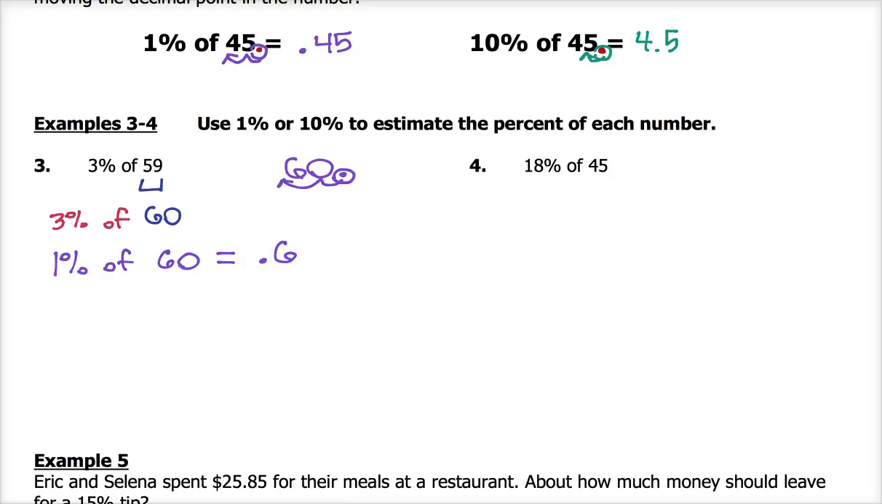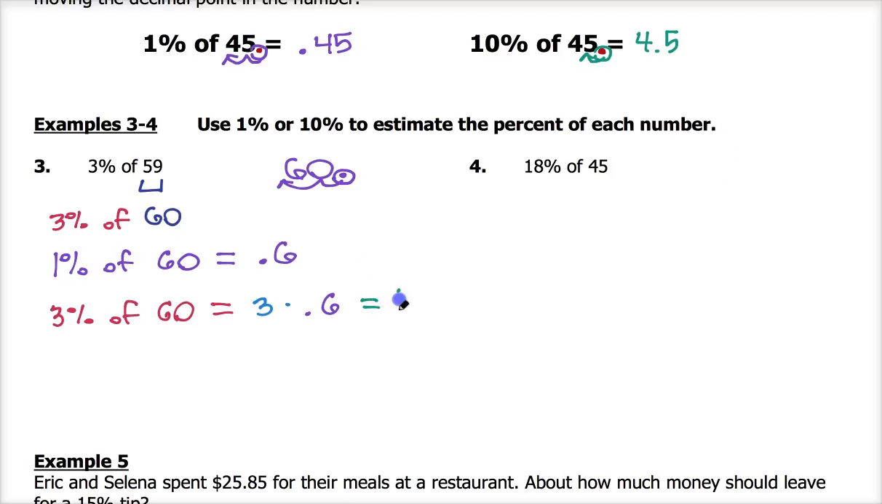So now that I've figured out what 1% of 60 is, 3% of 60 would just involve taking this value, 0.6, and multiplying it by 3. Okay, 3% of 60 would be triple the amount of 1% of 60. So I'm going to take 3 times 0.6, and 3 times 0.6 gives me 1.8. So that means that our original problem, 3% of 59, remember we're estimating here, is approximately 1.8.